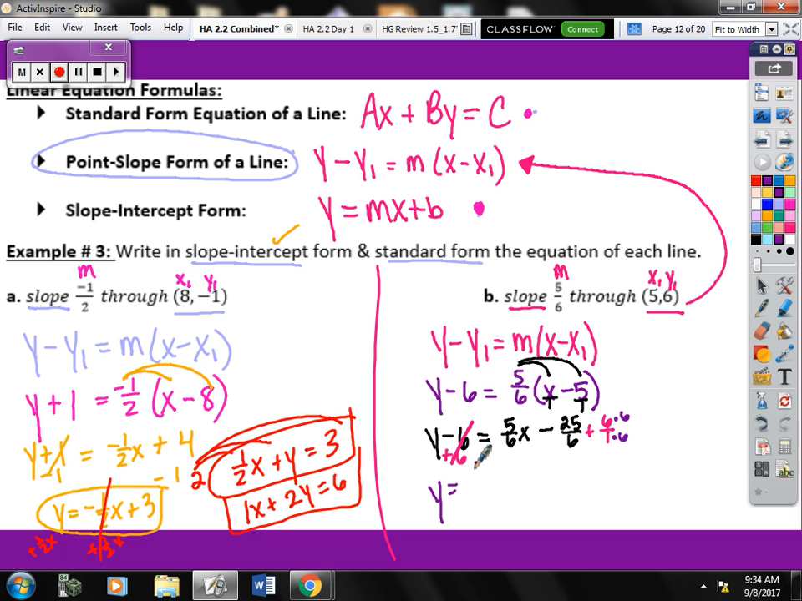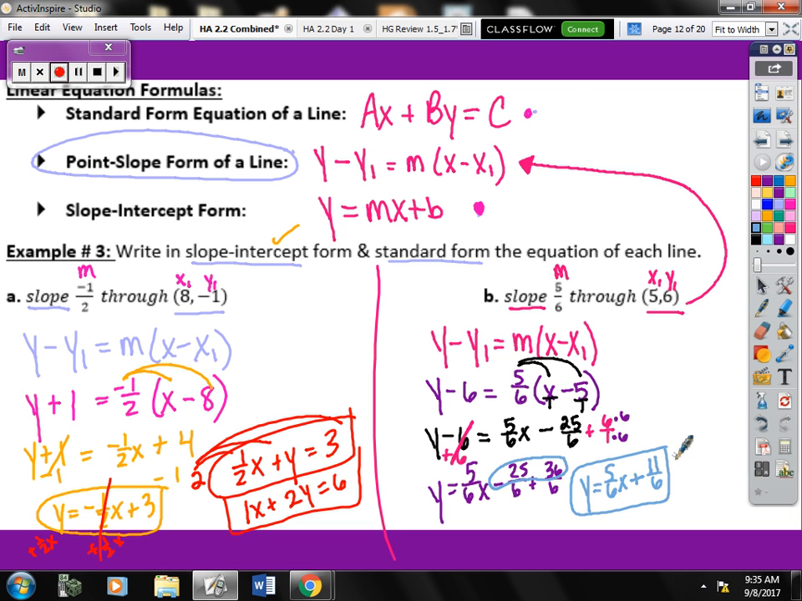So I'll have y equals 5/6x minus 25/6 plus 36/6. Now be careful, you do have a negative whenever you combine these. This is a negative 25 plus 36, which should get me a positive 11. So I'll get y equals 5/6x, and since it's a positive 11, this will be plus 11/6. So that's my slope-intercept form.